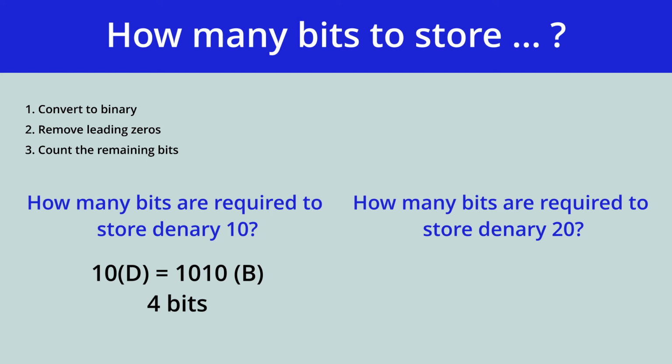In this case, we need 4 bits to store the number 10. To convert the number 20, we can see that we need more than our usual 4 bits. So we'll add another bit at the start. This will be the 16s column. And now when we convert 20 to binary, we get the number 10100. And again, there are no leading zeros, so we can just start counting. And in this case, we need 5 bits.